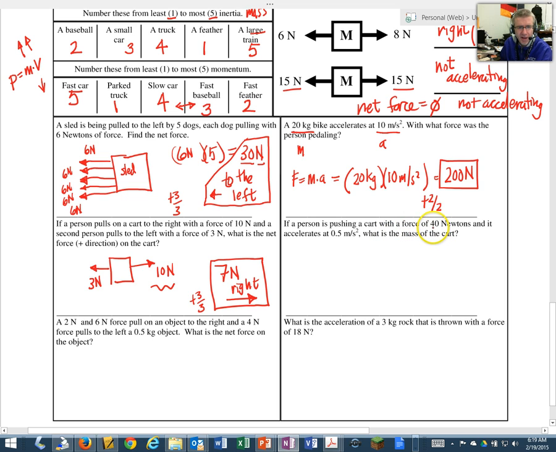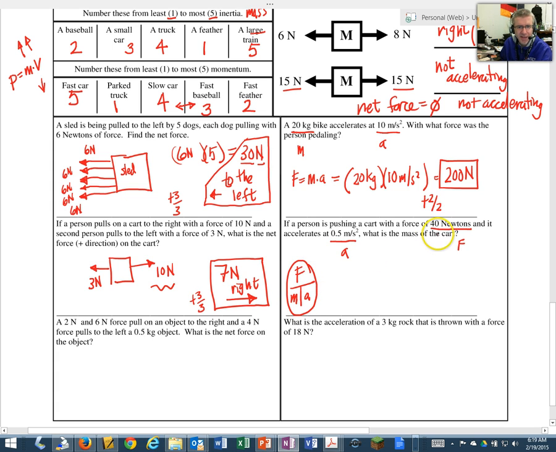Alright, next question. I'm pushing on a cart with a force of 40 newtons. Is that a force, a mass, or an acceleration? That's a force. And it accelerates at 0.5 meters per second squared. Is that an F, an M, or an A? Is that a force, a mass, or an acceleration? That's an acceleration. So I use my cheat sheet. F equals M times A.